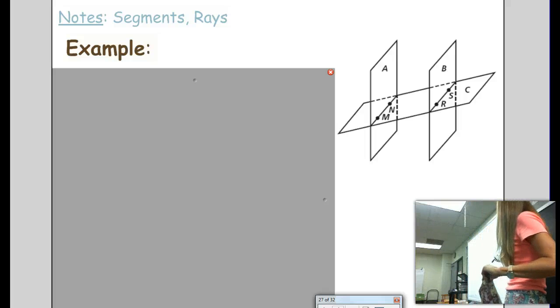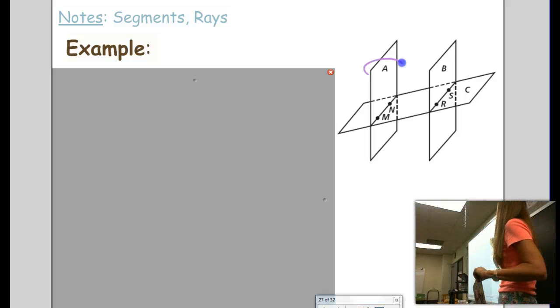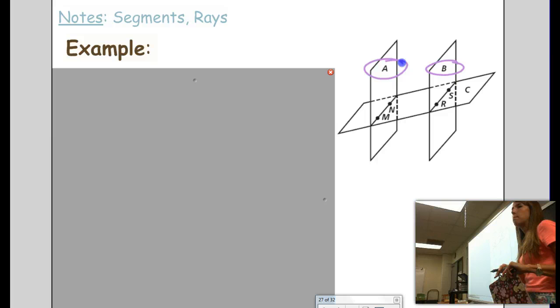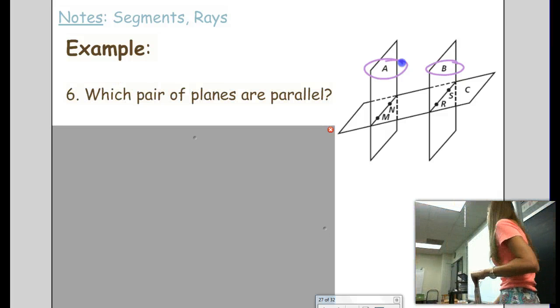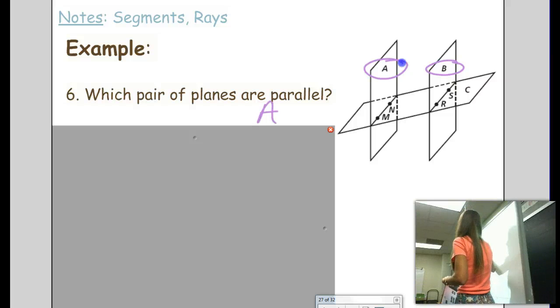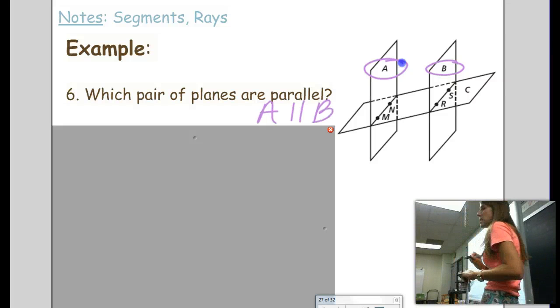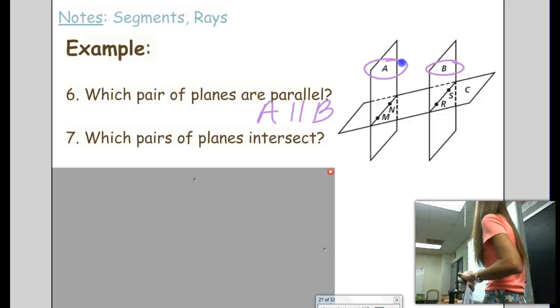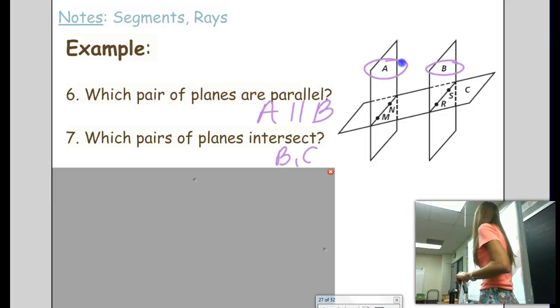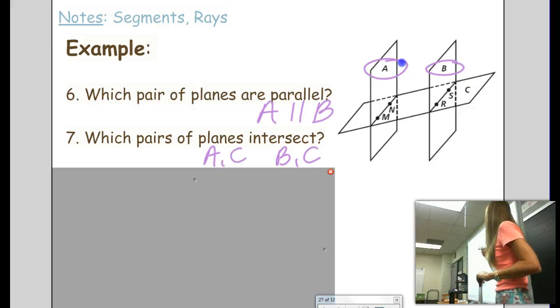What is going on here? What do you know about plane A and plane B? What word would you use? They're parallel. They're going in the same direction. And then this one's just intersecting. Oh, we already answered it. Sorry. Which pair of planes are parallel? A is parallel to B. Which pairs of planes intersect? B and C intersect. There's no symbol for intersect, so I just put a comma. A and C intersect.